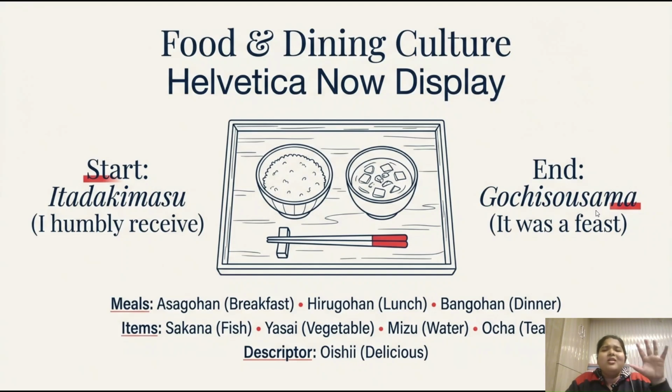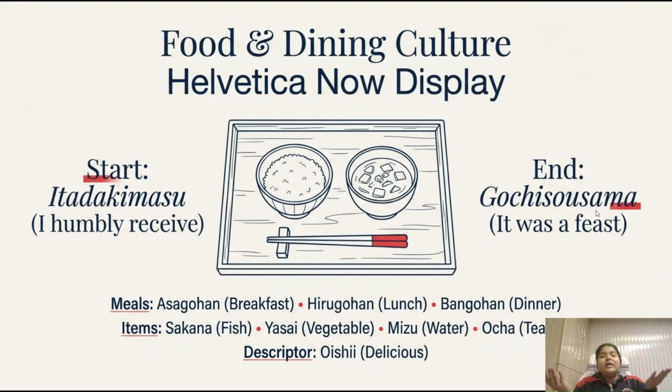Now, when we are talking about food, we have meals, items, and so on, right? So when I'm talking about meals, you have meals at least 3 times a day, right? Your breakfast, your lunch, and your dinner, right? So if you're having your breakfast, it's going to be asa gohan. Your lunch is going to be hiru gohan. And your dinner is going to be ban gohan.